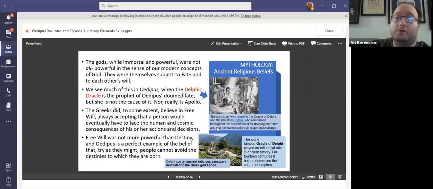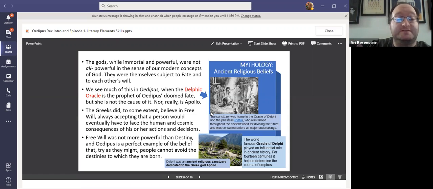All right, the gods, while immortal rather, and powerful, were not all powerful in the sense of our modern concepts of what a god is or God. They were themselves subject to fate and to each other's will. So there's a lot of interaction, a lot of complicated relationships going on, even among the Greek gods. And we see this much in Oedipus, where the Delphic oracle, which is pictured here, the prophet of Oedipus's doomed fate, is not the cause of what happens to him. The gods aren't the cause of what happens to him. They just describe, oh, we know this is going to happen.